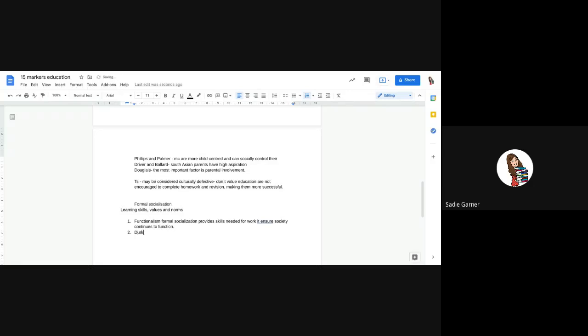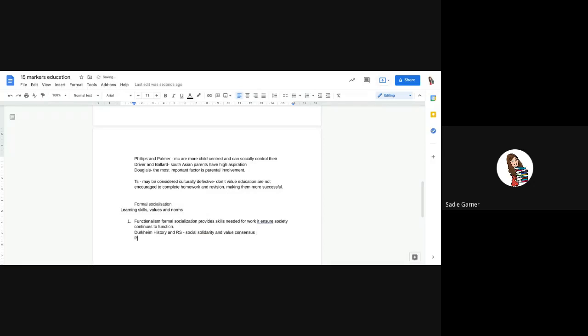Here we're going to have Durkheim, our founding father, that teaching history and RS, I think I accidentally put herstory there. Durkheim: teaching history and RS is central to social solidarity and value consensus. Formal socialization ensures that we have social solidarity or togetherness and value consensus, lots of agreement in society.